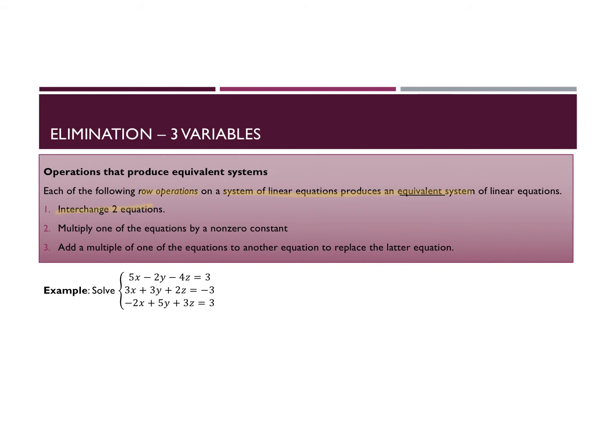I can flip the position of 2 equations if I want to. I can multiply one of the equations by a non-zero constant. Remember, if you multiply all the variables, you also have to multiply the right side. And the third thing you can do is add a multiple of one of the equations to another equation to replace the latter of the 2 equations. That would be like our elimination process.